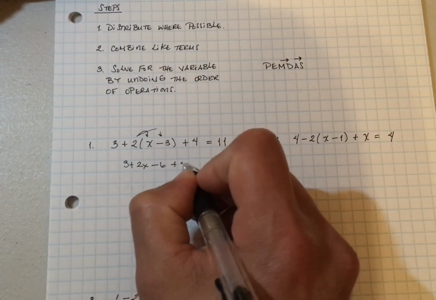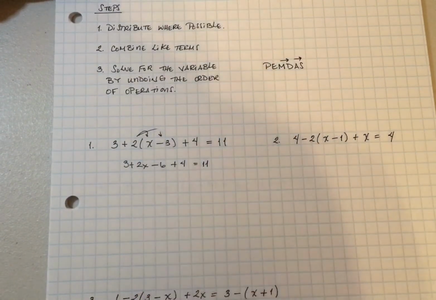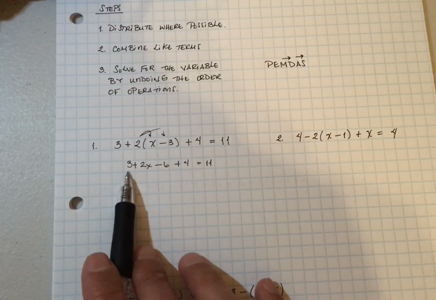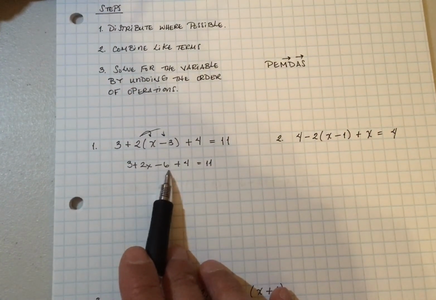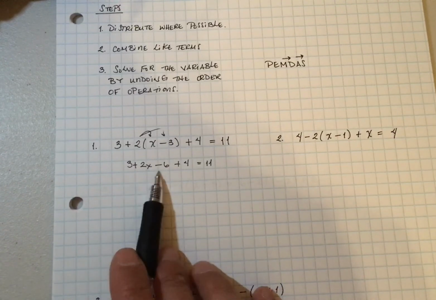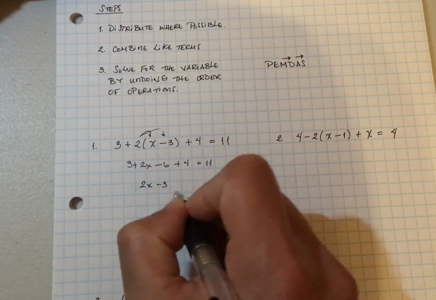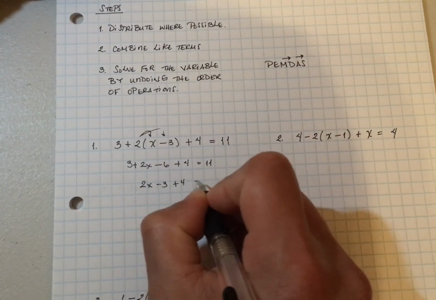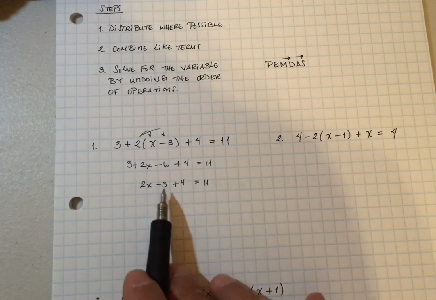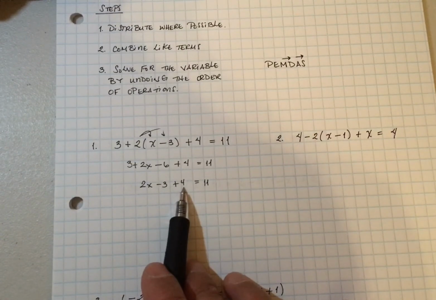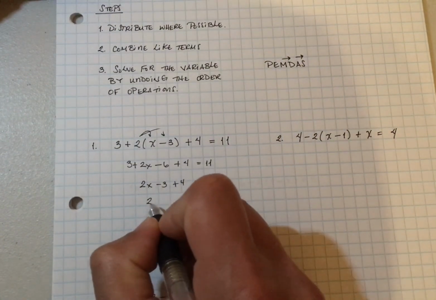Okay, and then you just bring down everything else, and then you just combine like terms. So you have 3 minus 6, and then plus 4. So 3 minus 6 is negative 3, okay? And then we have plus 4 equals 11. Negative 3 plus 4, okay, is 1.